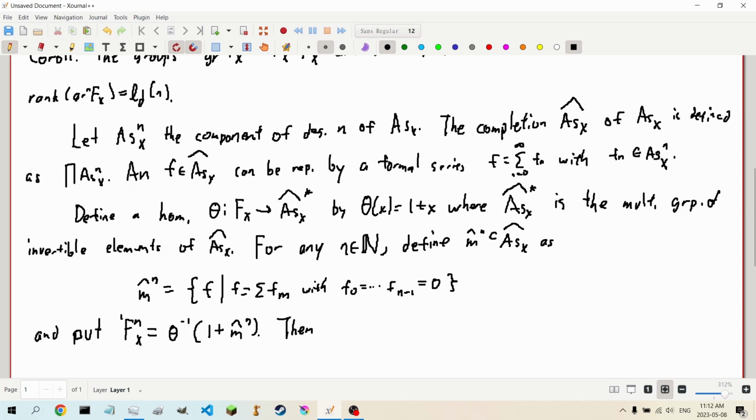Then g in F(X) is in F_n(X) prime if and only if theta of g is 1 plus the sum for m of at least n, of c_m.